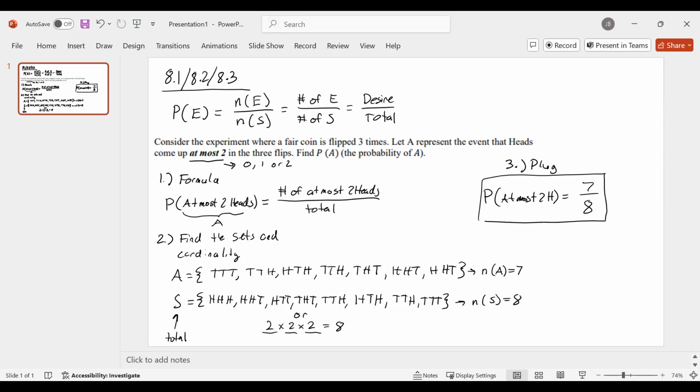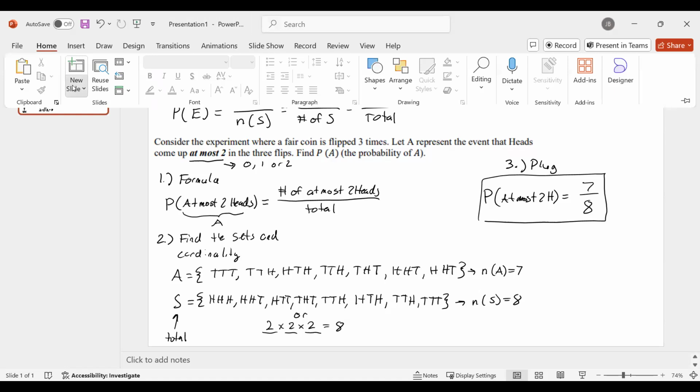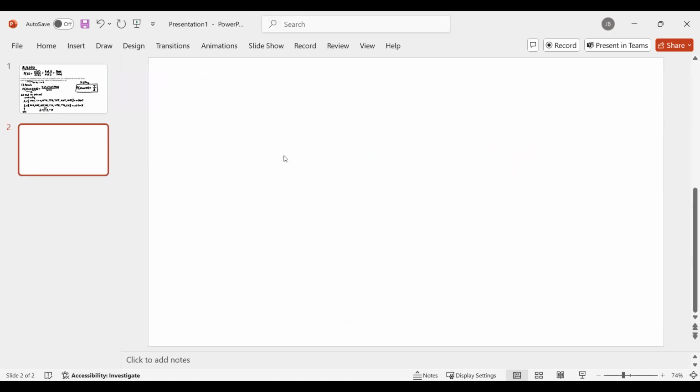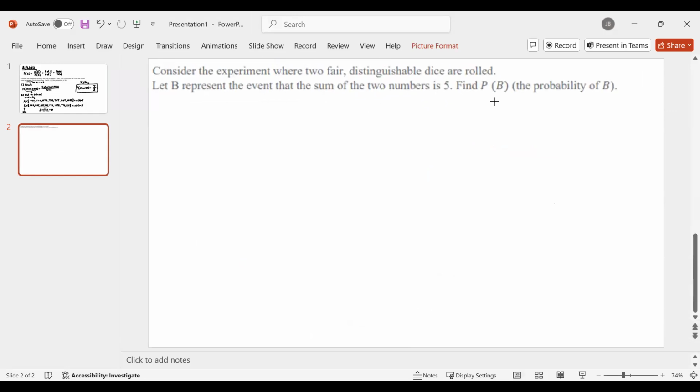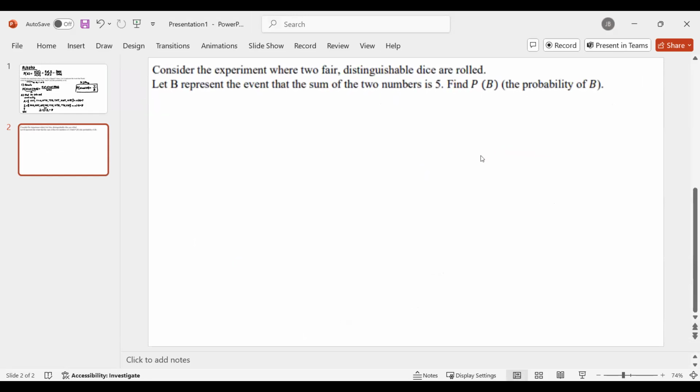Okay. So, all right, next question that we're going to do is the dice problem. Very similar in this style. Consider the experiment where 2 fair distinguishable dice are rolled. Let B represent the event that the sum of the 2 numbers is 5. Find the probability of B. So essentially they're asking, find the probability of rolling a 5.